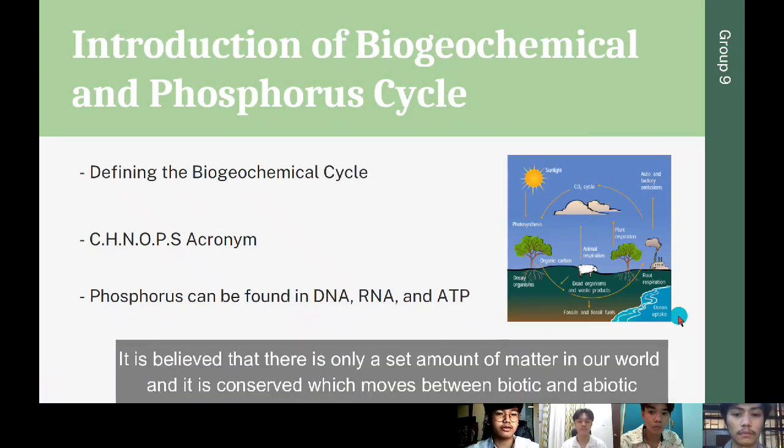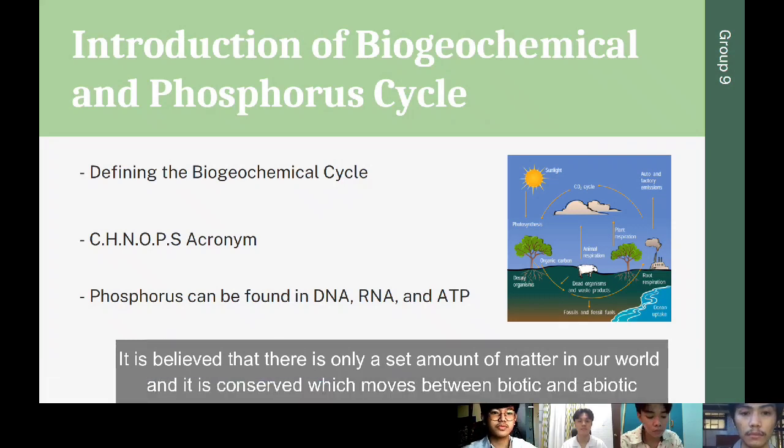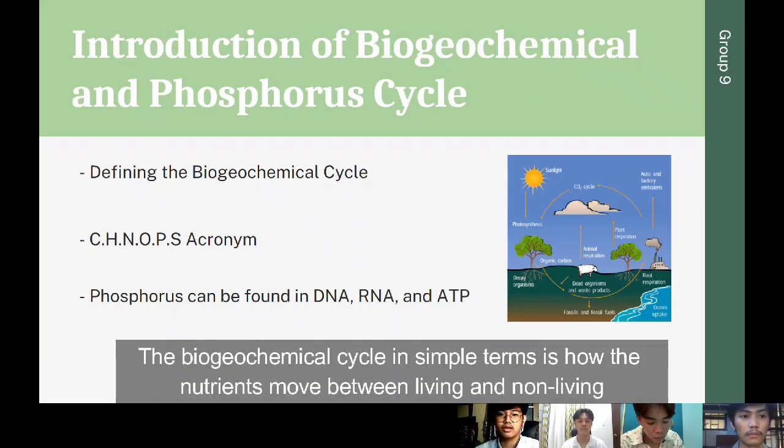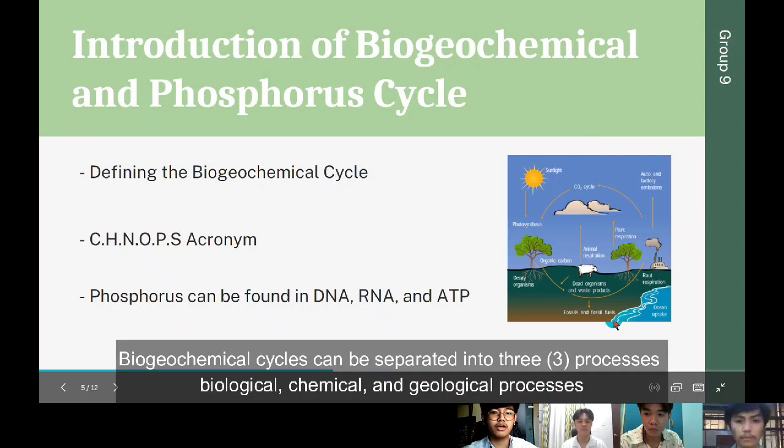It is believed that there is only a set amount of matter in our world, and it is conserved, which moves between biotic and abiotic. The biogeochemical cycle, in simple terms, is how the nutrients move between living and non-living. Biogeochemical cycles can be separated into three processes: biological, chemical, and geological processes.